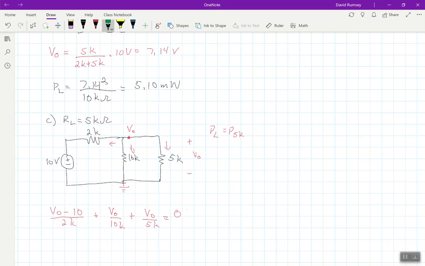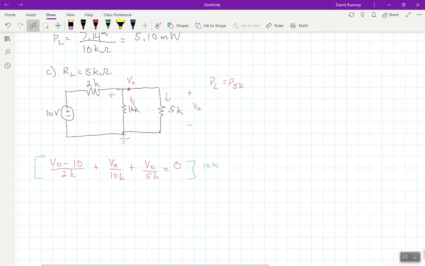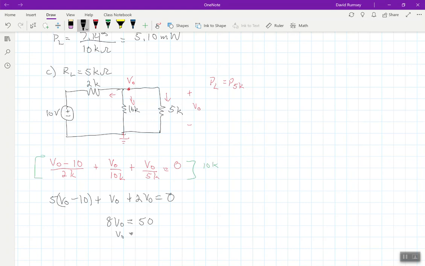We can clearly see here, if we want to clear these fractions out, the common number that would make sense to use would be 10 kiloohms. If we do that, we get 5 times V out minus 10 plus V out plus 2 V out equals 0. Combining like terms, we get 8 V out is equal to 50. And so V out would be 50 divided by 8, which is 6.25 volts.